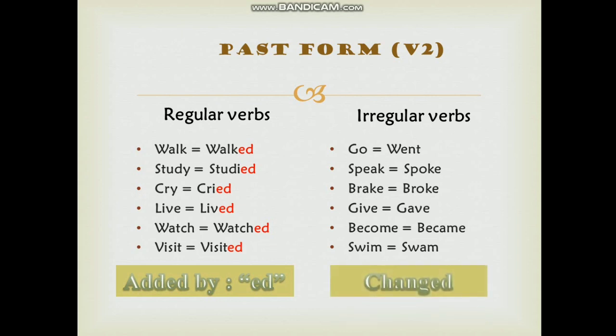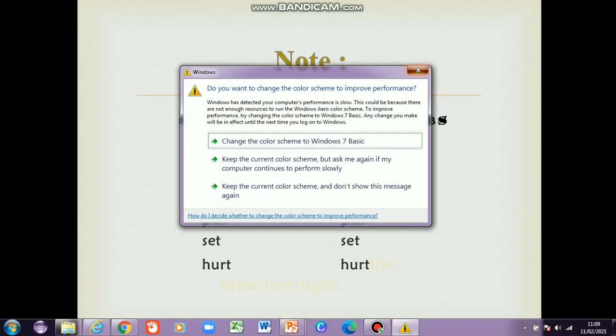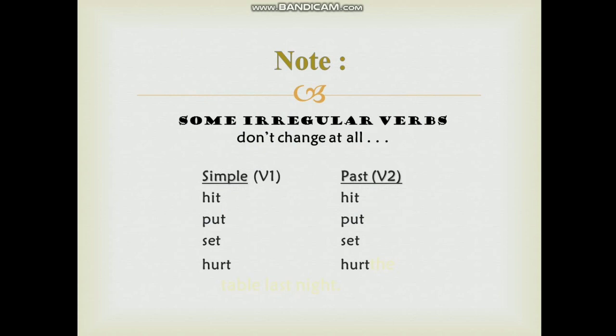The important thing is that some irregular verbs don't change at all. You have to take note of this because it is only some words. But if you don't memorize or understand them, you will have difficulty. Here are examples of irregular verbs where we don't need to change the form from verb 1 to verb 2: hit, put, set, heard. You have to take note of this part because it is only some words.